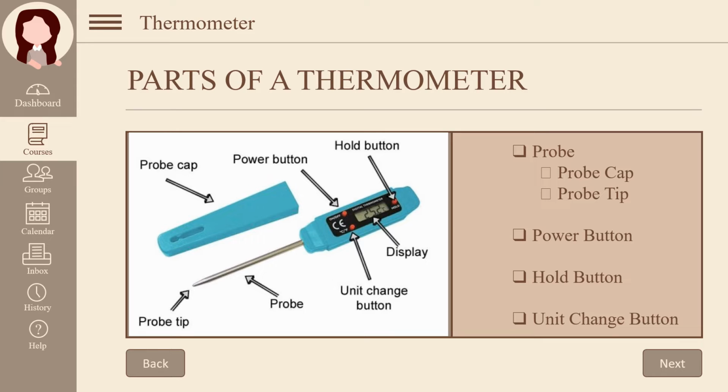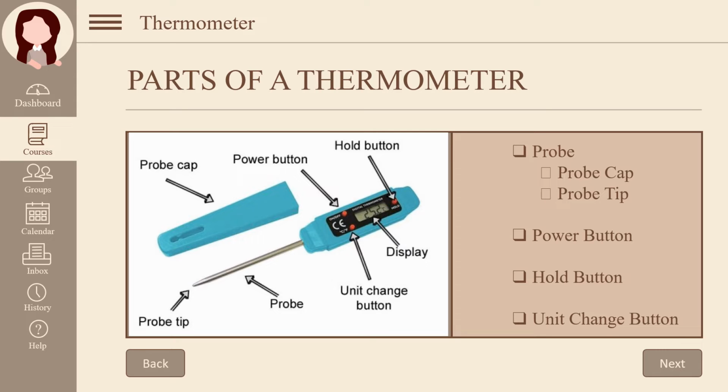There are two types of probe, the probe cup and the probe tip. The probe cup protects the probe when the instrument is not in use. However, not all digital thermometers are provided with one, while the probe tip measures the temperature of the body.